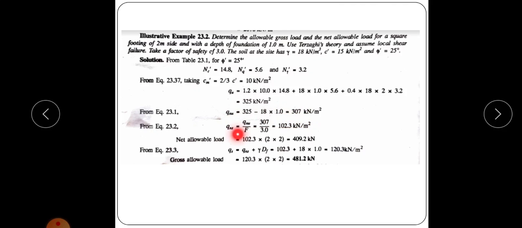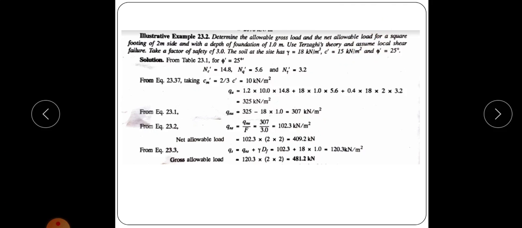Then qns, the net safe bearing capacity, is equal to qnu divided by the factor of safety, and here the factor of safety is given as 3. So qns is equal to 102.3 kilonewton per meter square, and the net allowable load is equal to qns into area. That is, capital Q is equal to small q into area, that is 102.3 into, since it is square, 2 into 2. So that is the answer for the net allowable load, which is asked here.